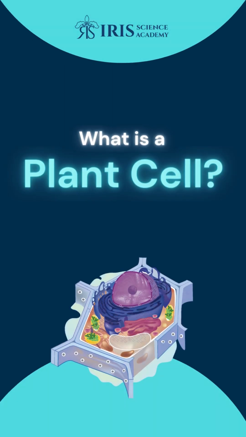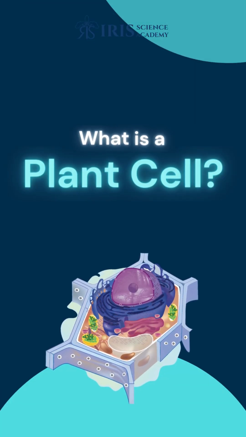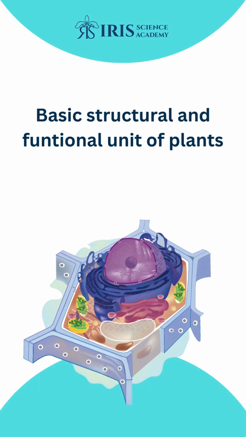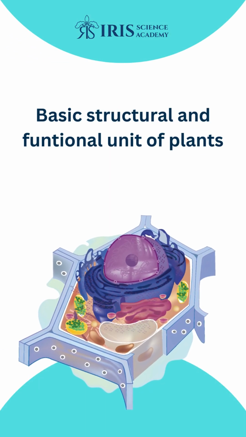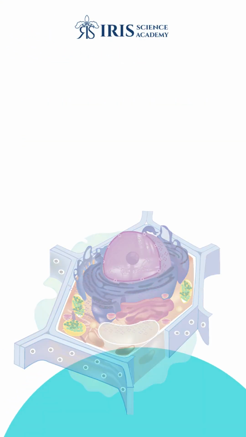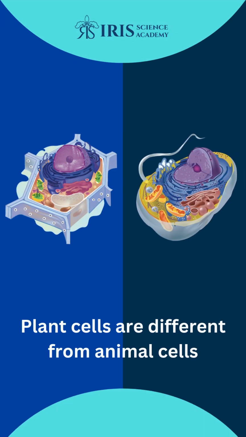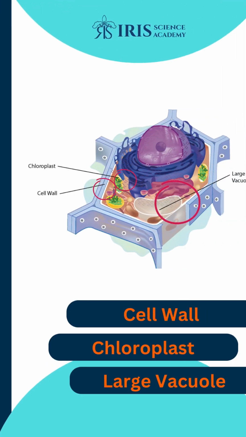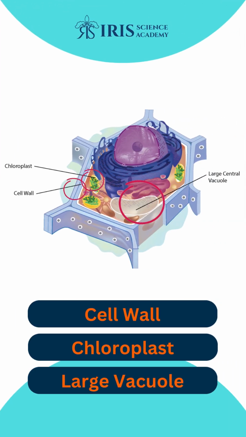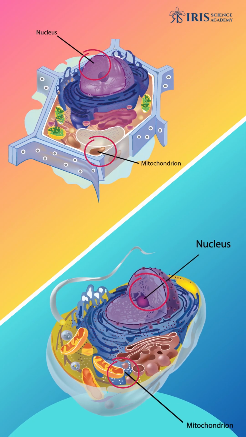What is a plant cell? Let's begin with the basics. A plant cell is the basic structural and functional unit of plants. Plant cells are different from animal cells because they have some unique structures, like a cell wall, chloroplasts, and a large central vacuole. But they also share some common parts with animal cells, like the nucleus and mitochondria.